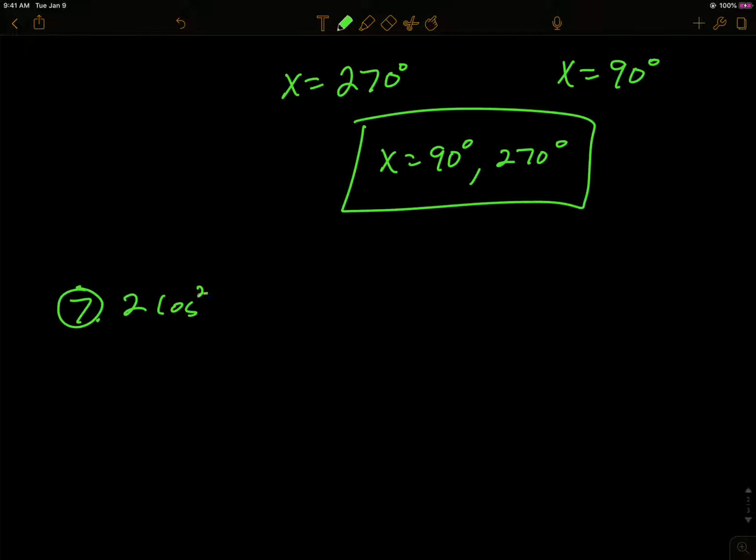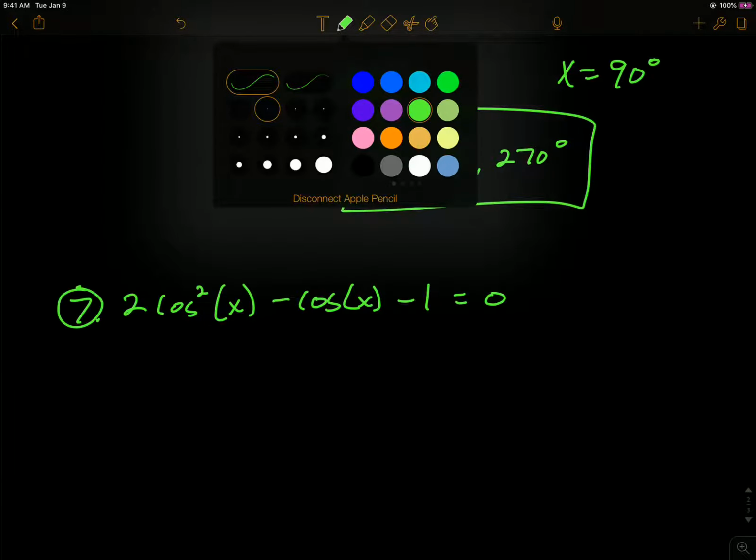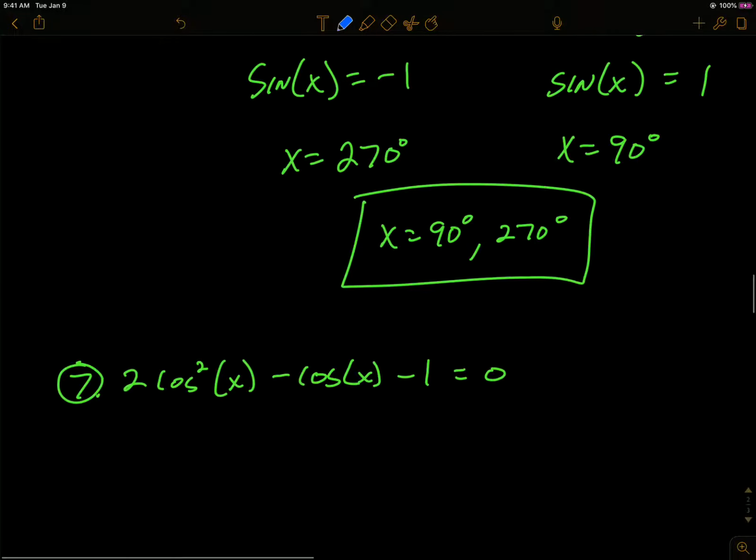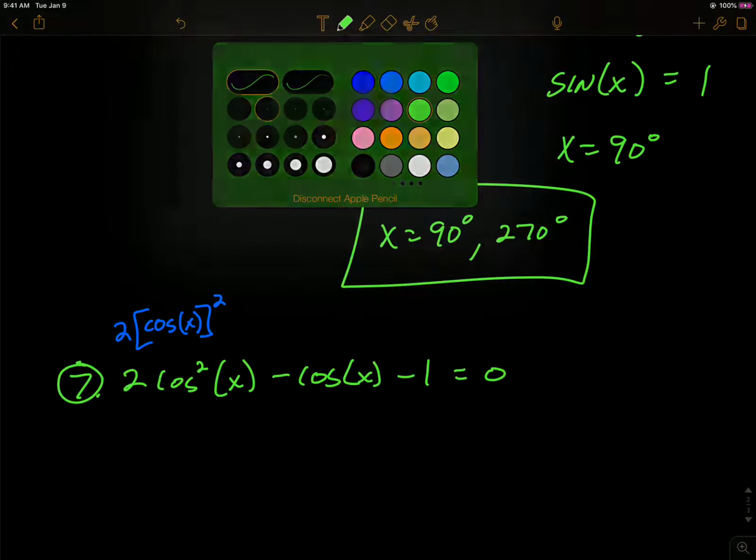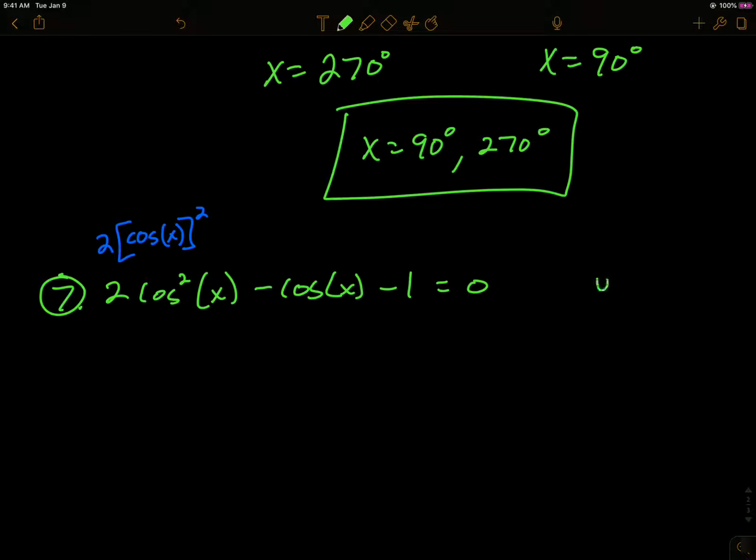2 cosine squared of x minus cosine of x minus 1 equals 0. So usually the first time I show this, I do what's called a u substitution. Keep in mind that this means 2 times cosine of x, squared. That's what cosine squared means. So what I usually show is a u substitution here, and we'll do it the first time. I'm going to say u equals cosine of x, and then I'm going to rewrite this thing.